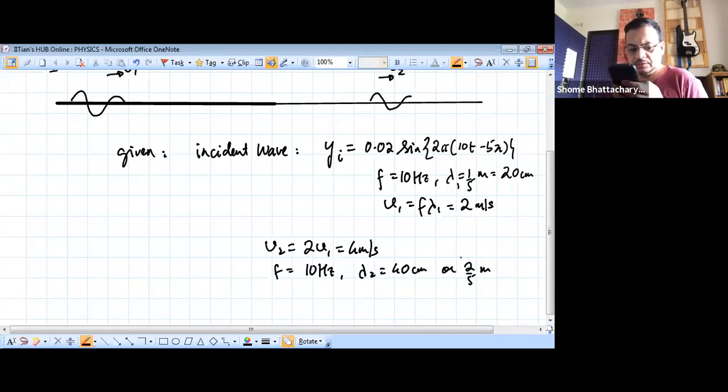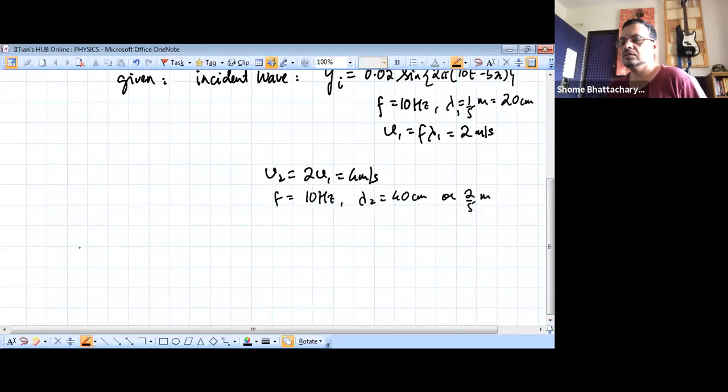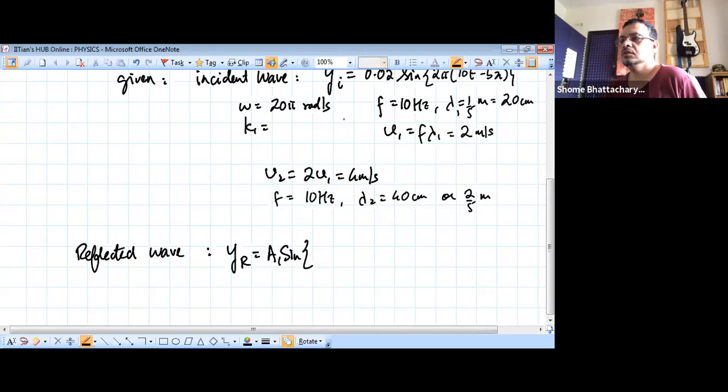Now we have to take x equal to 0 as the boundary and find the boundary condition on it. So x equal to 0 is the boundary. If this is the incident wave, then the reflected wave is, let's say, y reflected is some E1 sine. Okay, so this omega is, how much was it now? 20 pi radians per second, and K1 is 10 pi radians per meter. So it will be the same omega t plus same K1x plus some phase constant, suppose phi1.